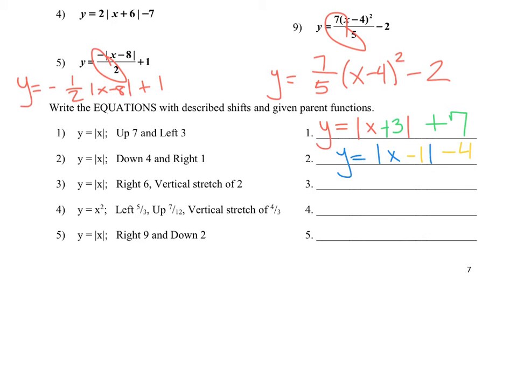Okay, so the next one says right 6 and a vertical stretch of 2. Right 6 means that I'm going to do -6 on the inside, and a vertical stretch means I need to dilate, which means I need to multiply. So I'm going to multiply by 2 on the outside.